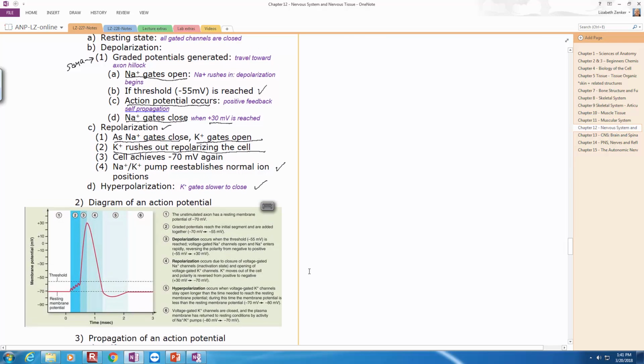I'll try to keep some of the verbiage there for you. So your resting membrane potential is negative 70. Then you have these little blips here, these little staircases. Those are what, do you think?